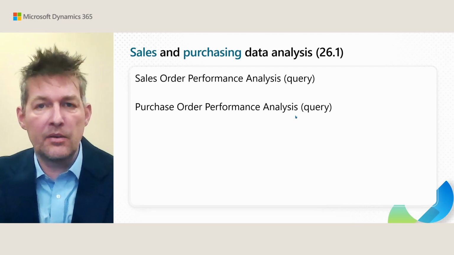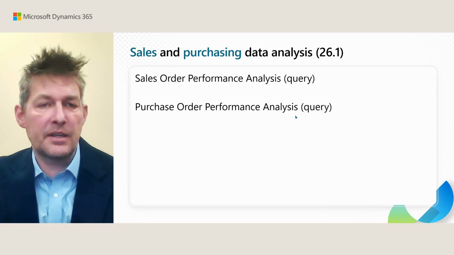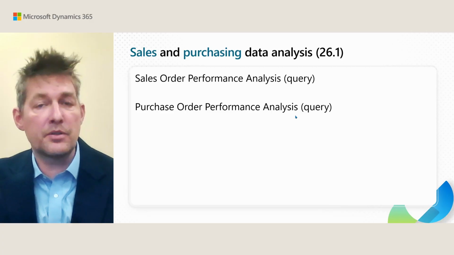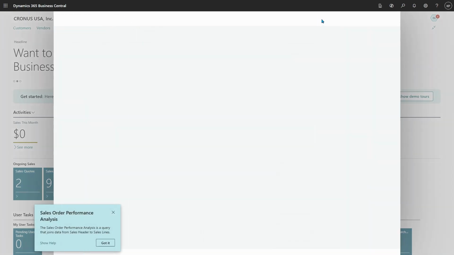But wait, there's more. In sales and purchasing, we also gave you a little bonus. It will come in version 26.1. 2 new queries that allow you to slice and dice your sales and purchasing orders in a more flexible manner than what is possible in earlier versions. So let's dive into, instead of purchasing, let's dive into sales and let's analyze some sales orders. So in Tell Me, I just search for sales order per, and here I get the sales order performance analysis result. Let's choose that and see what is possible or what this is.